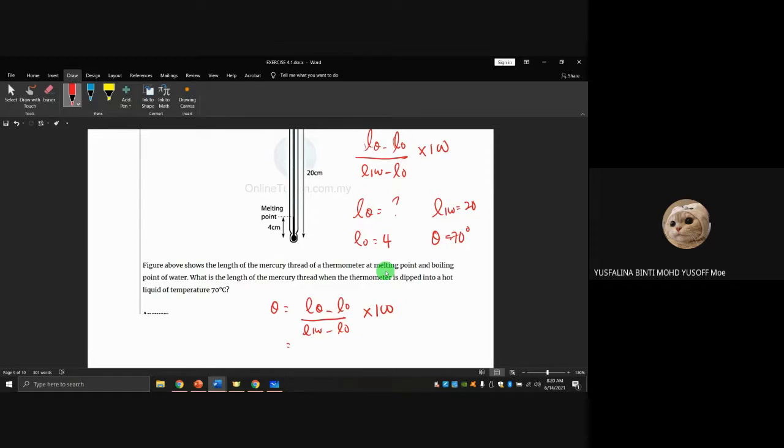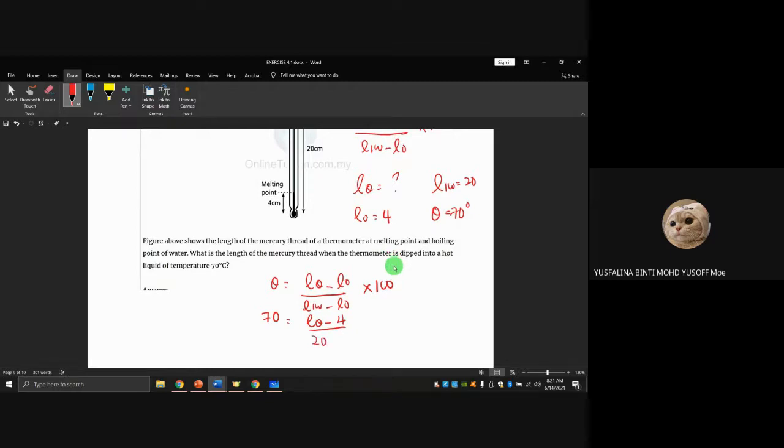So let's see which one is correct. Theta is 70, right? So L theta minus L0 is L theta minus 4. L100 is 20, so 20 minus 4, times 100, right? So 70. This multiply I change to here, it becomes 0.7, right? 0.7 equals L theta minus 4 over 16, so 0.7 times 16 plus 4. So you get 15.2. Okay, very good.